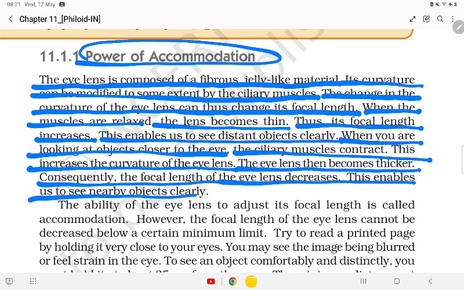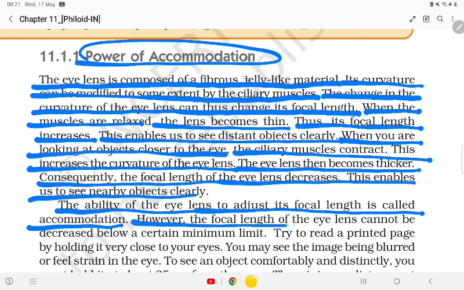Now, what is going to happen? The ability of the eye lens to adjust its focal length is called accommodation. However, the focal length of the eye lens cannot be decreased below a certain minimum limit.